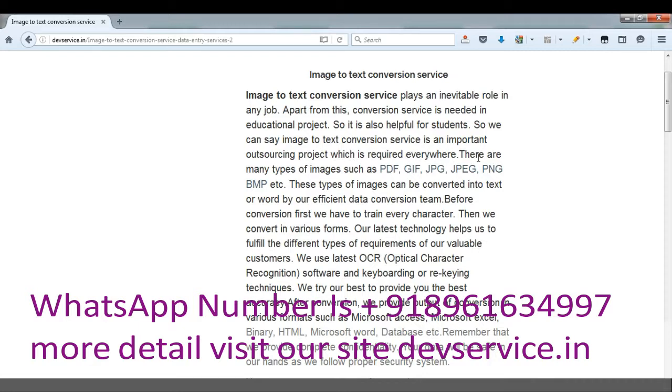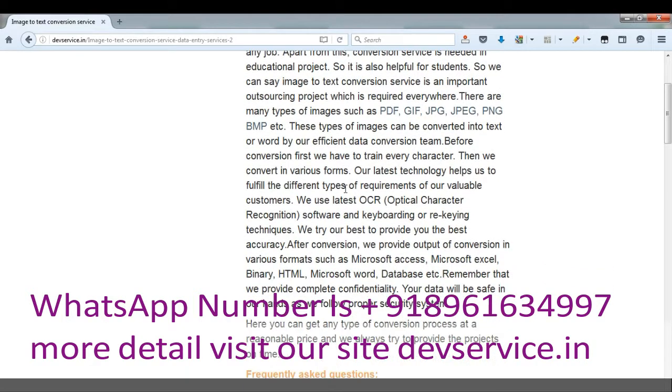There are many types of images such as PDF, GIF, JPG, JPEG, PNG etc. These types of images can be converted into text or Word by our efficient data conversion team. Before conversion, first we have to train every character. Then we convert in various forms. Our latest technology helps us to fulfill the different types of requirements of our valuable customers.